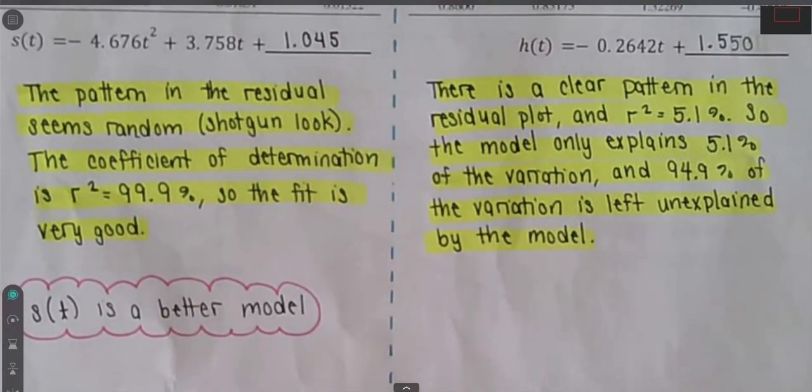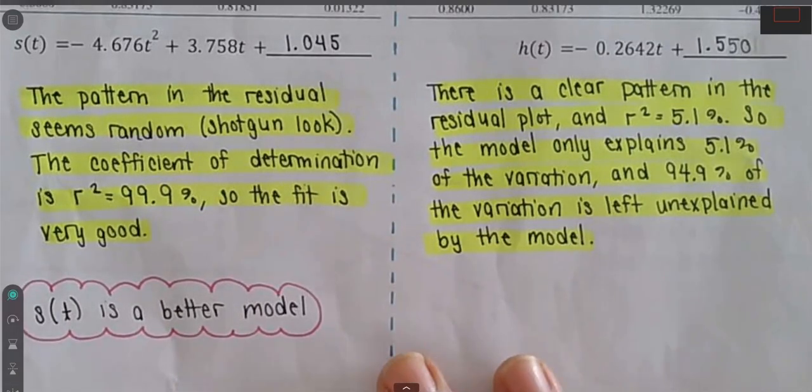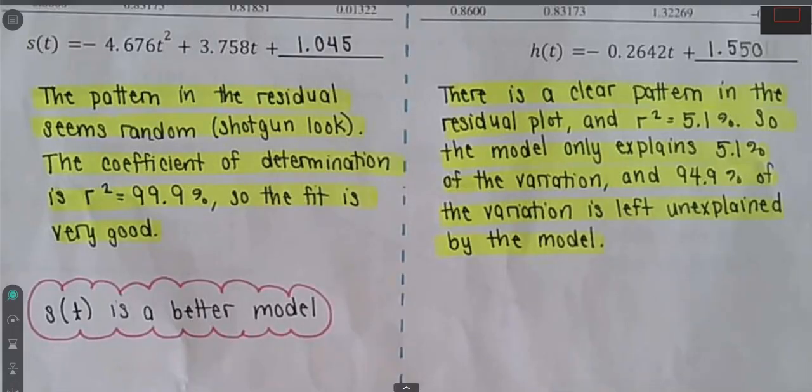So the parabola is not a good model because it is a definite pattern. You want a shotgun look. You want a random spread for residuals. All right, and that is the end of the notes.